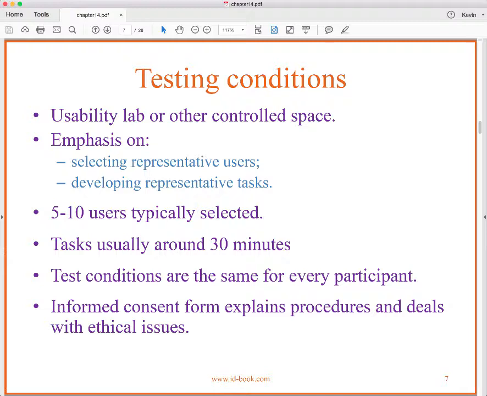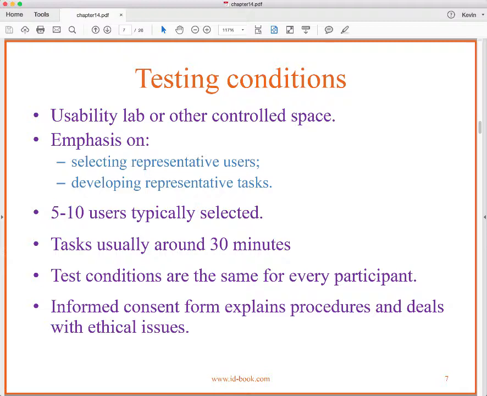Tasks are usually around 30 minutes long. We don't want to get the subjects too weary, right? So 30 minutes, I think, is a good kind of a task time. Task conditions are the same for every participant, so we need to pay attention to that.